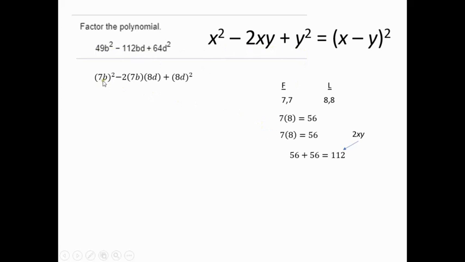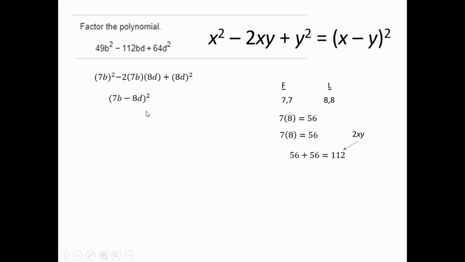So what we've done here is we've taken 7b squared, right? We've kind of done the reverse of the power rule. Then notice we have the product of the square root of the first and the square root of the last, 7b times 8d times 2, plus the square of the last. So we've rewritten this to look a little more like the perfect square trinomial formula, so we can use it to move right into the factored form.